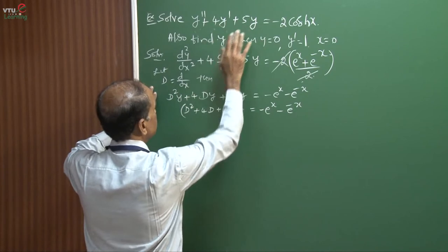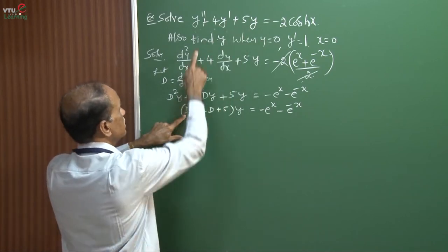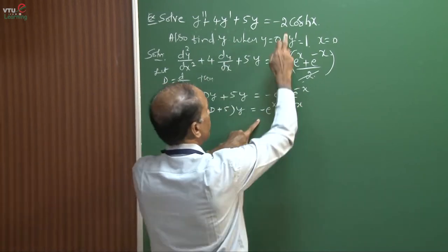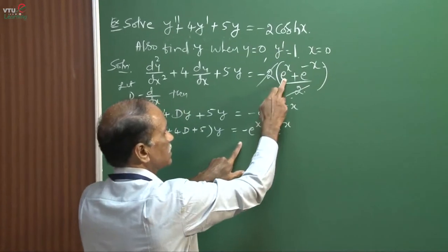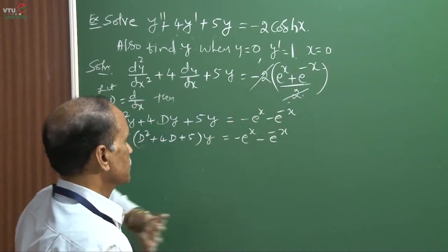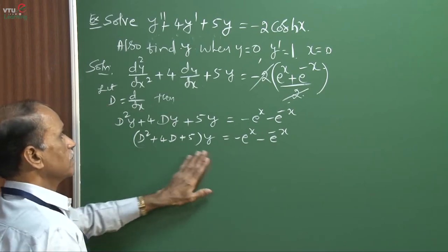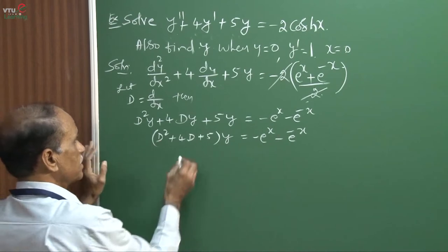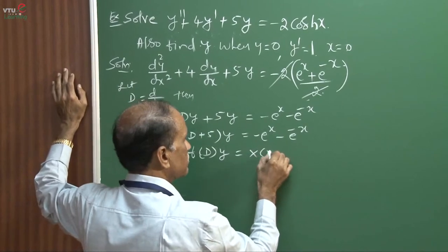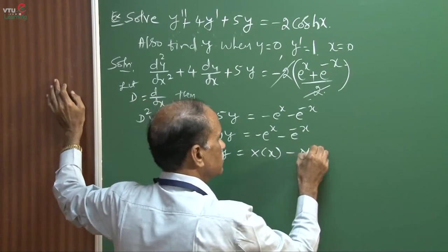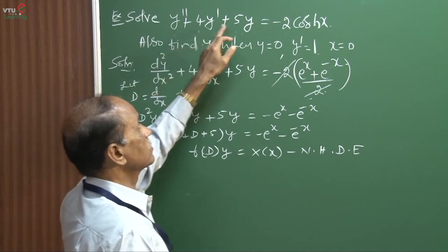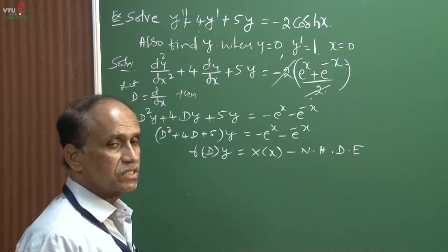This is the second order derivative. And here in terms of D, you have written d square plus 4d plus 5. That is equal to minus 2 into cos hyperbolic x, that is e to the power of x plus e to the power minus x divided by 2. So 2 gets cancelled. Up to here it is the differential equation in the form of capital D. Therefore this can be taken as f of D y equal to X of x. This is called a non-homogeneous differential equation with constant coefficients. These are the coefficients, right? They are constants, not variables.